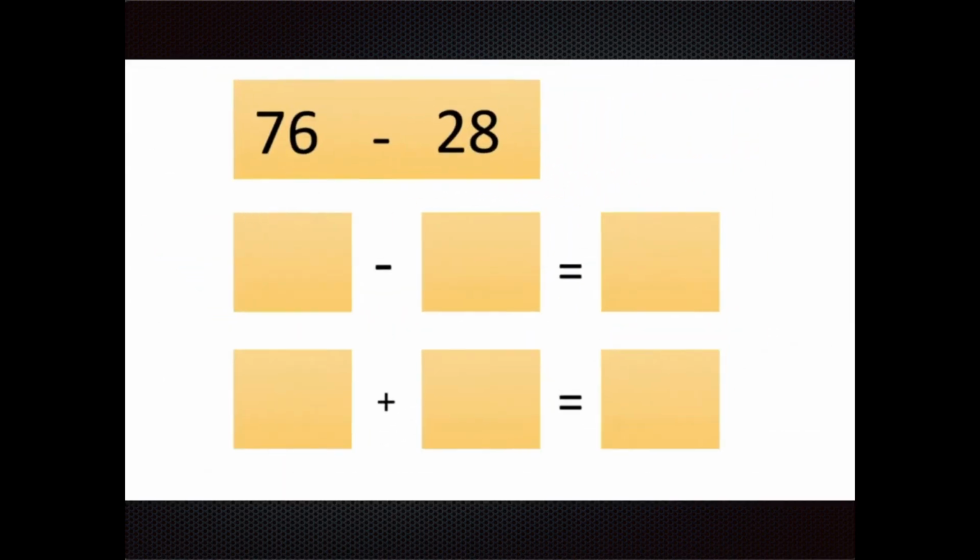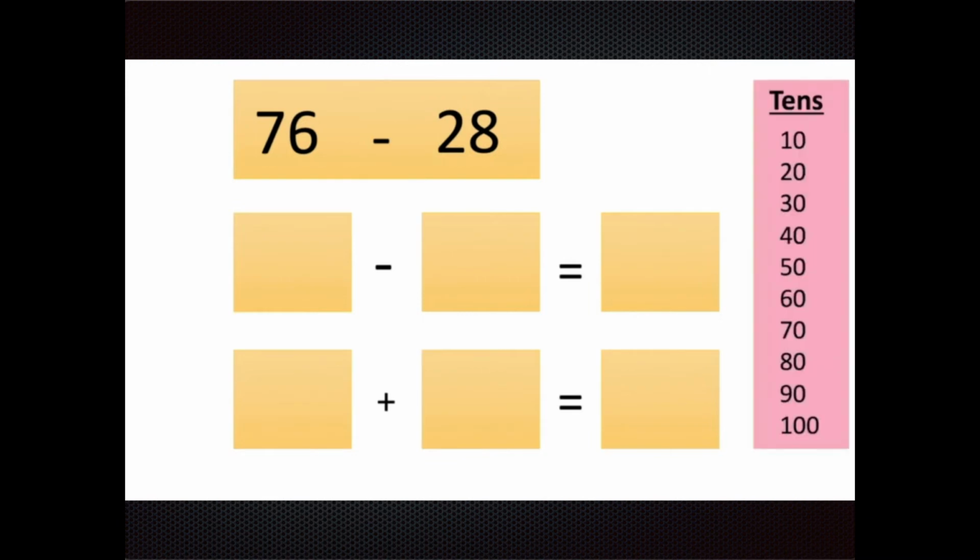So now let's go through another example together. If we take the example 76 take away 28, the first step is to round the second number to the nearest 10. So now we can ask ourselves, what is the nearest tens for number 28? Correct, 28 is closest to 30, so we can circle that over here. Our next step is to write down the nearest 10, which is 30, in the next box over here.